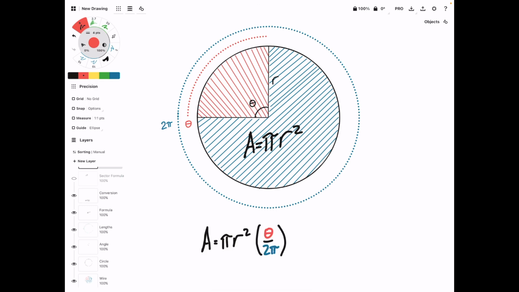When we do this, we can cancel out the pi's, and we are just left with r squared theta over 2. In the next section, we're going to look at a couple of practice problems.